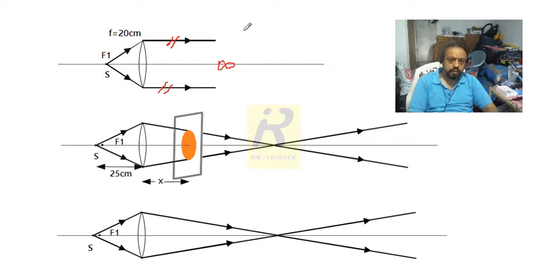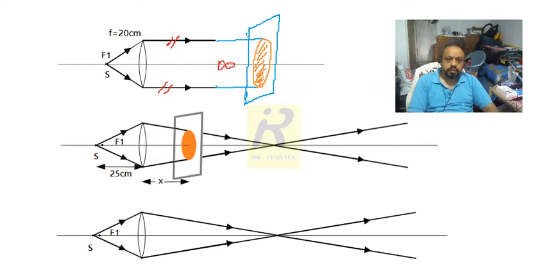If you place a screen anywhere in this position, you will get light like this. So the light is always of this much width, of constant intensity. So this much light you always get.